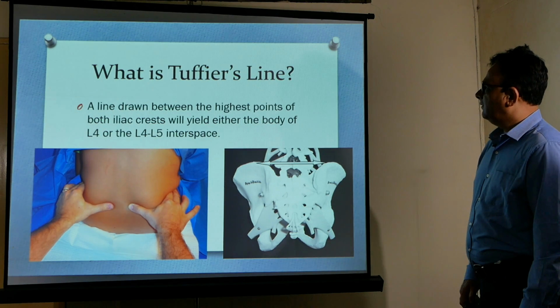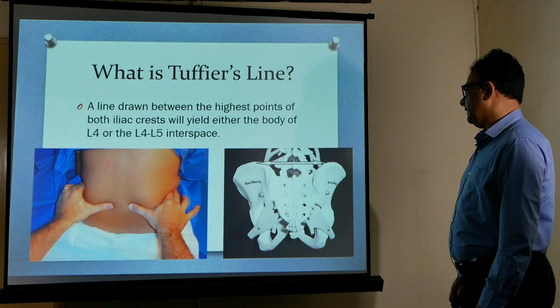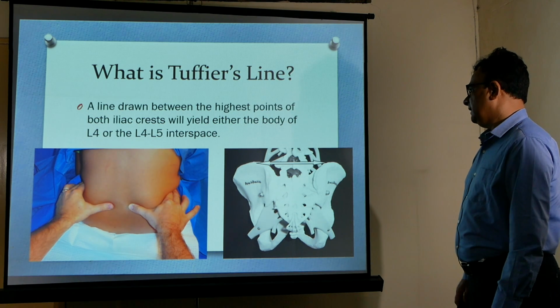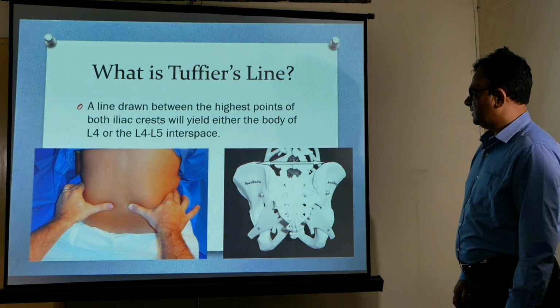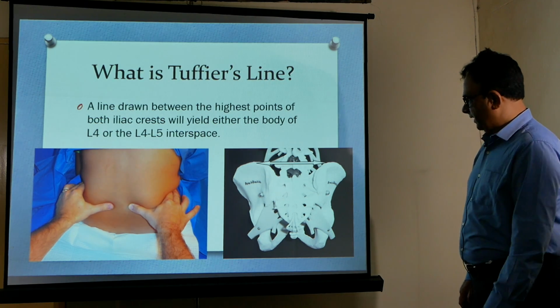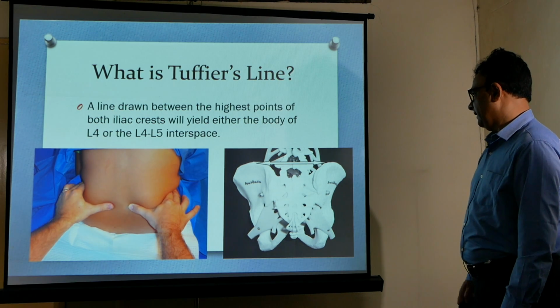Now, what is Tuffier's line? This is a line drawn between the highest points of both iliac crests, which yields either the body of L4 or the L4-L5 interspace. So this line is to identify the interspace L4-L5.